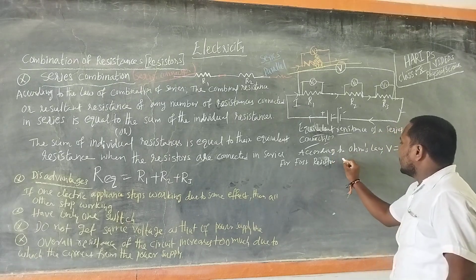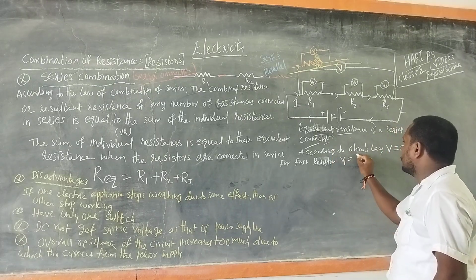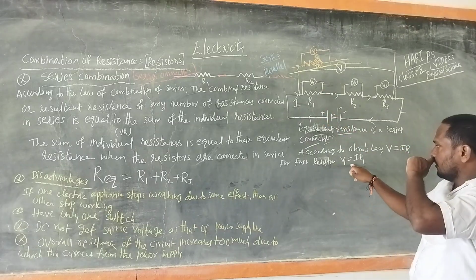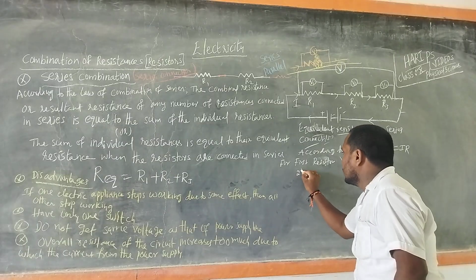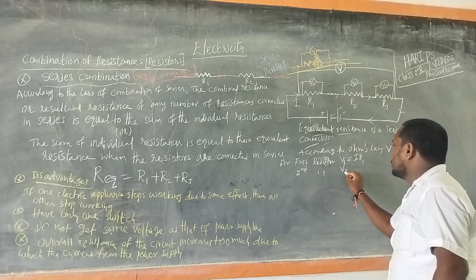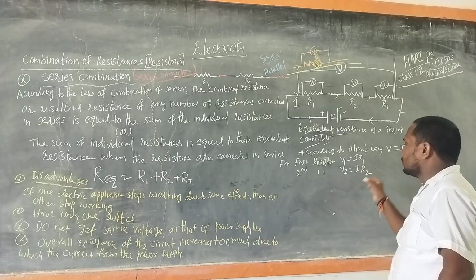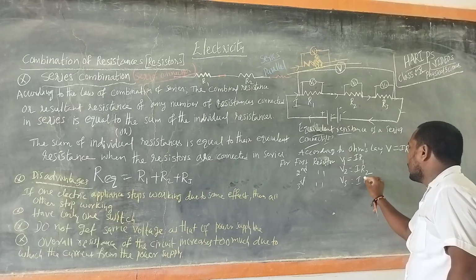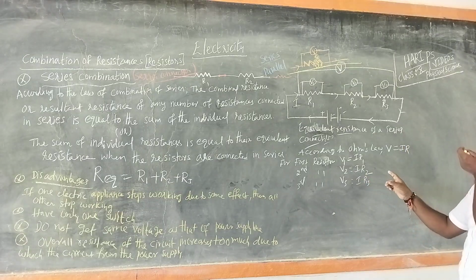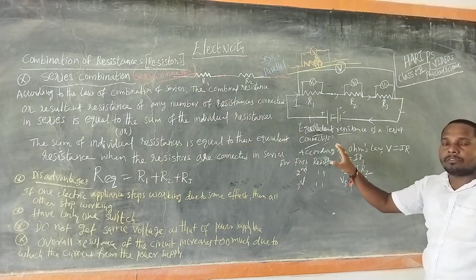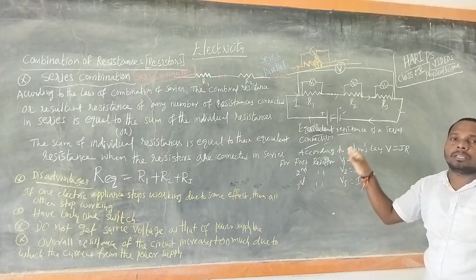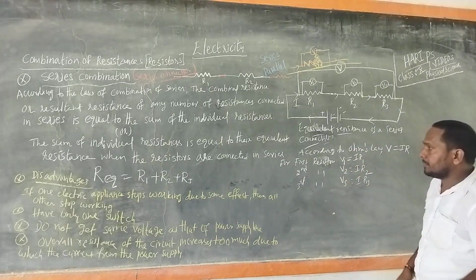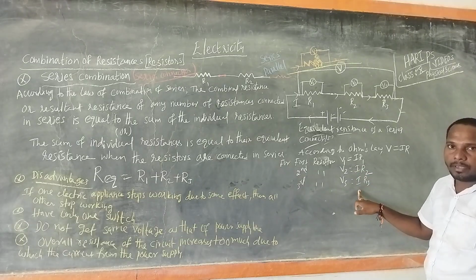R1, potential difference V1 is equal to IR1. For the second resistor, V2 is equal to IR2. For the third resistor, V3 is equal to IR3. So as we discussed previously, in case of series connection, the same and equal amount of electric current is passed in a circuit. So I is same.